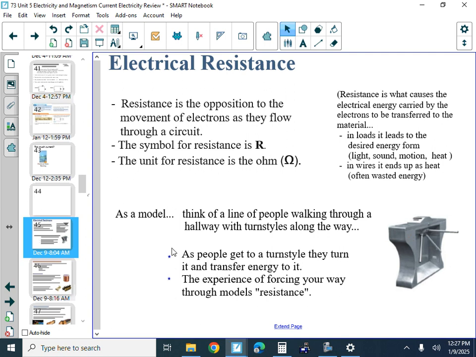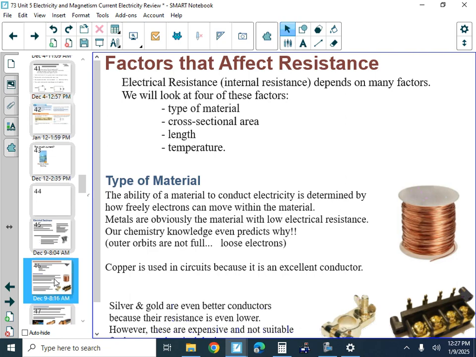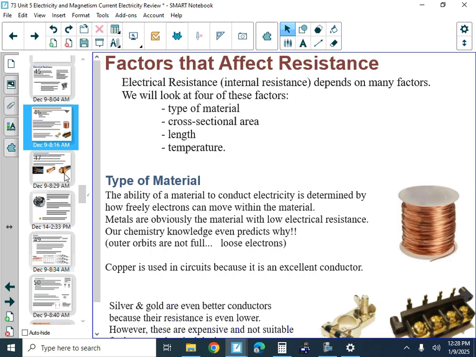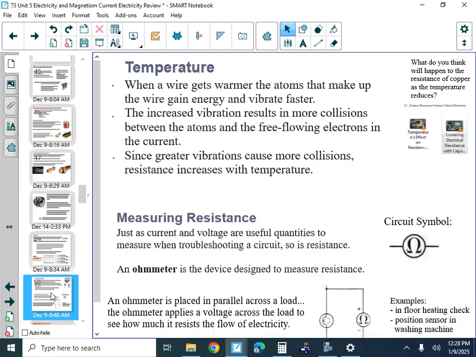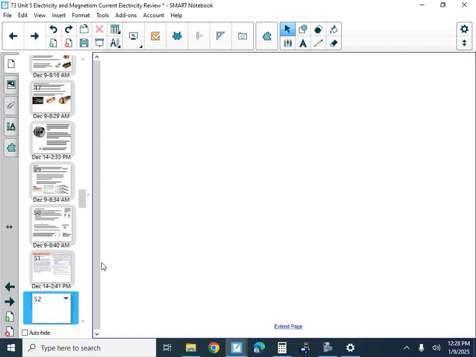Electrical resistance, this is just simple stuff, but there are different materials that have different amounts of resistance than others. The thicker the wire, obviously, the easier it's going to be for electricity to go through. The longer the wire, the harder it is for the electrons to force their way all the way through. And temperature has an effect too. It turns out the lower the temperature, the easier it is for electrons to flow through. So we'll jump ahead through that stuff. That's just all the things I just said.